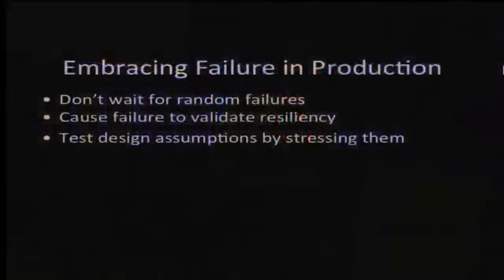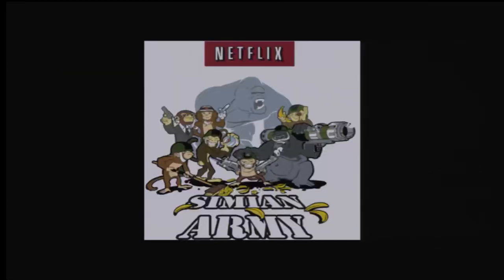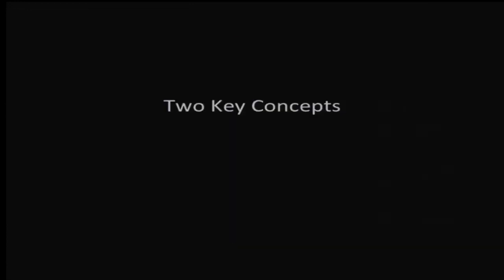We want to test our design assumptions by stressing them with real production load. And we want to remove all the uncertainty, or as much as we can, by forcing these failures on a regular basis, so as we're changing our code base, we can keep affirming that things work as we expect. And so this led to the creation of what we fondly call the Simian Army. And before I get into that, I want to talk about 2 key concepts that are pretty critical to the concept of fault injection.